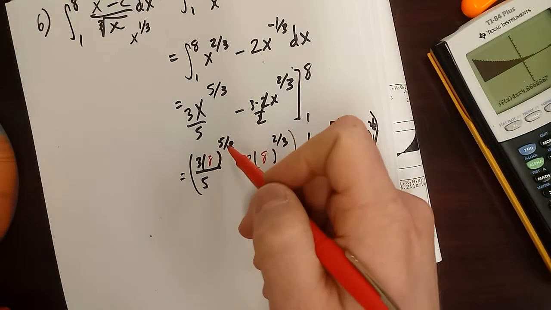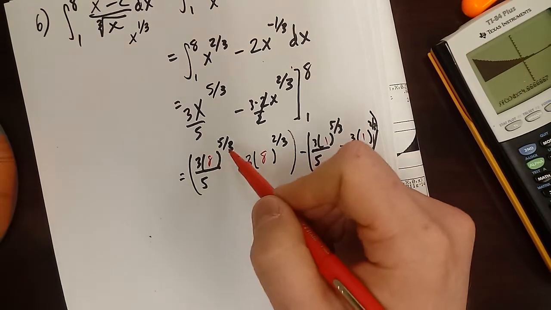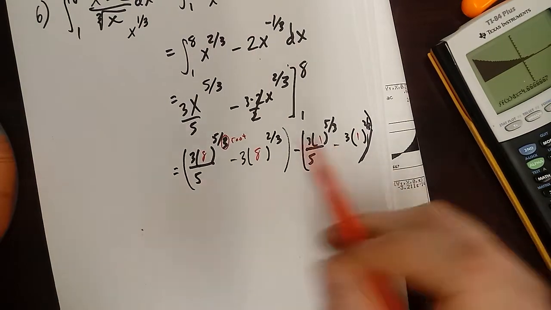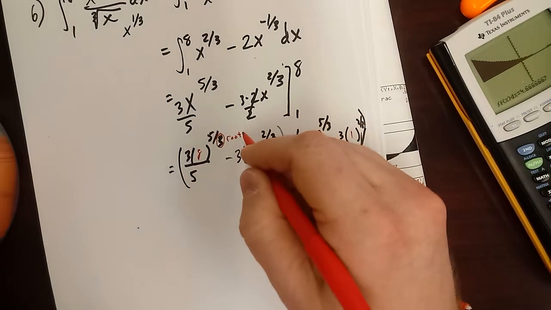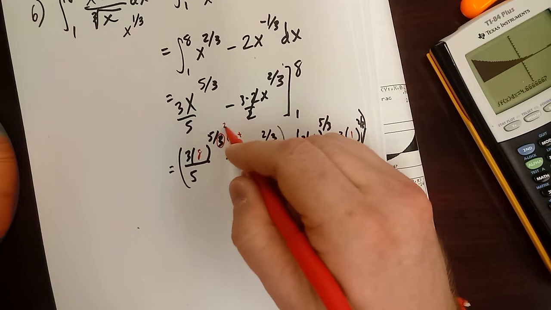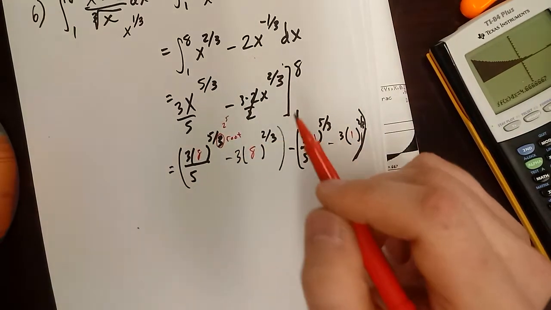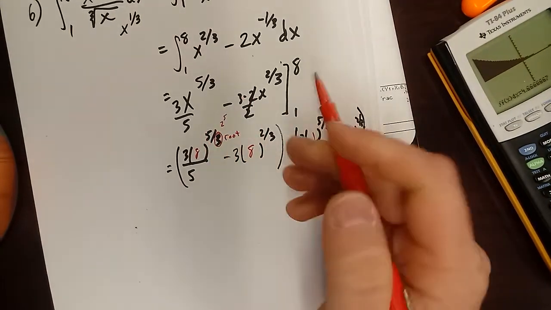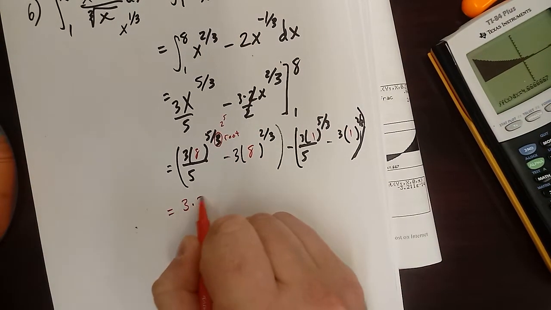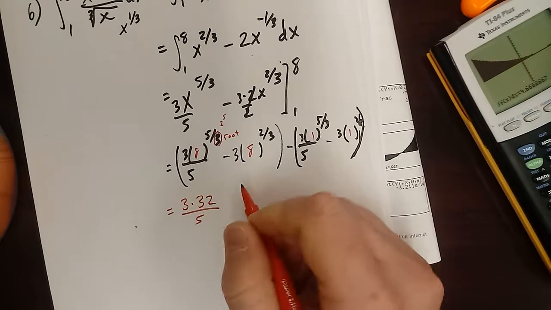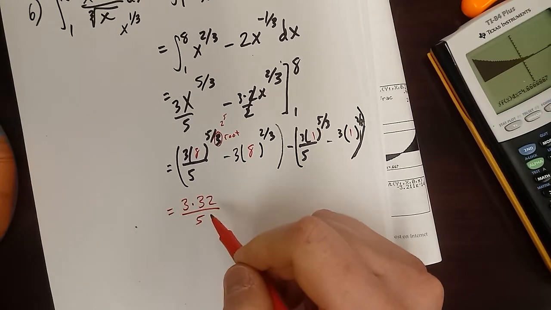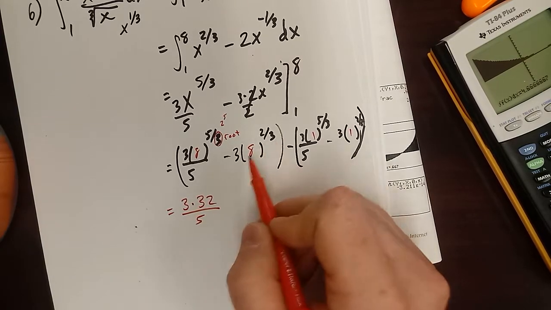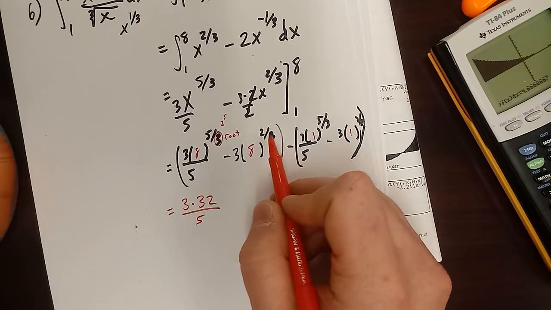So 8 to the 5/3. Remember, the easiest way to do this is take the cube root. Take that bottom number as the root. Do that first. Cube root of 8 is 2. So then 2 to the 5th is 32. This is 3 times 32 over 5. Ew. That's fine. And then here, we'll take the cube root first, and we get 2 times 2 is 4.